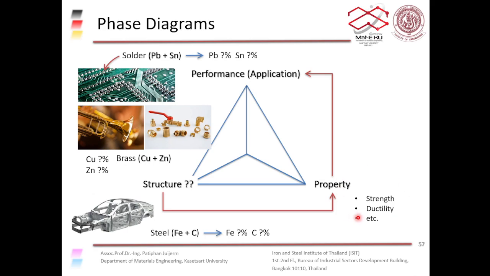And when we know the property requirement, we can decide on the structure that we want, because we know that structure can influence properties. If we have a property requirement, then we can design a structure to have those types of properties. And to design that structure, we have to find the percentages of iron and carbon in this case, or copper and zinc, or lead and tin, right?